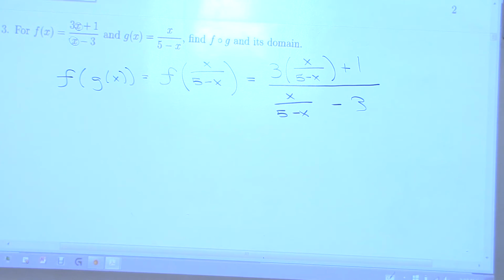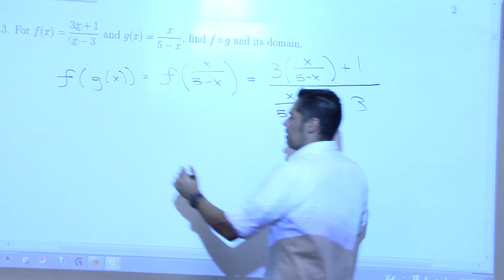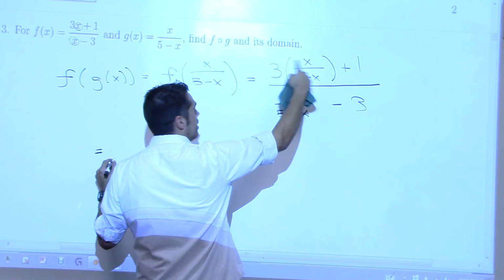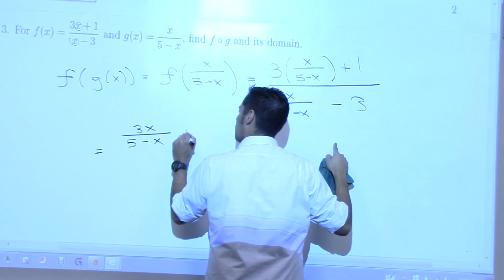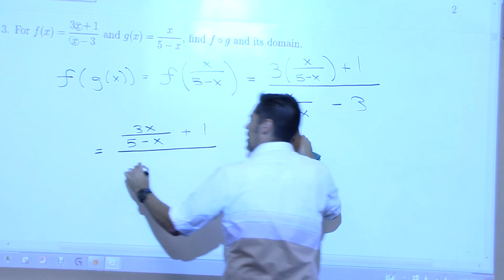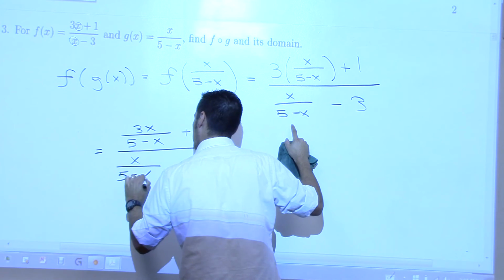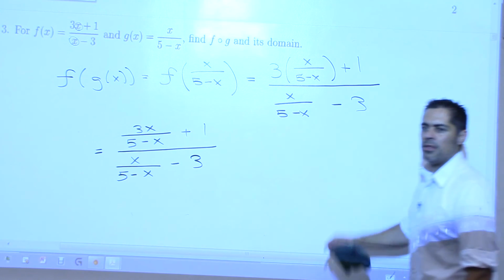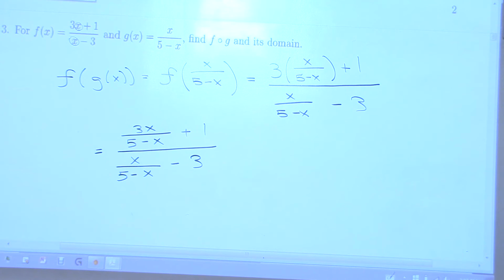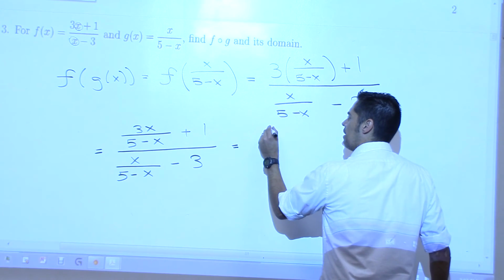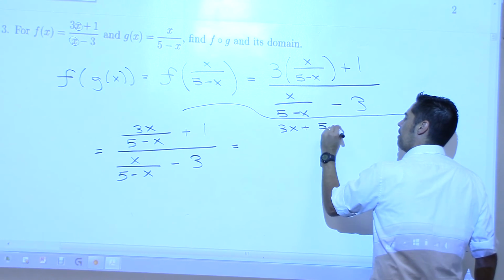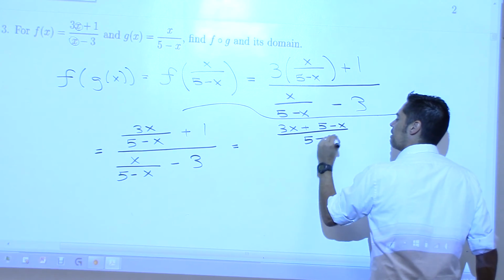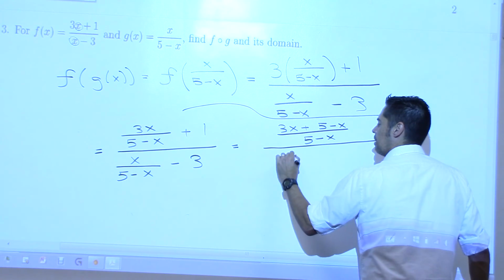So you're going to need to solve for each side. You're going to do a common denominator. First, I'm going to distribute this 3 through here. So 3x is just going to go to the top, right? Yeah, and then 5 minus x plus 1. And on the bottom, nothing I'm really going to do here. So we need to put those two things together on the top, and the two things together on the bottom. So the common denominator is 5 minus x. So this will become 3x plus 5 minus x over 5 minus x, over x minus.